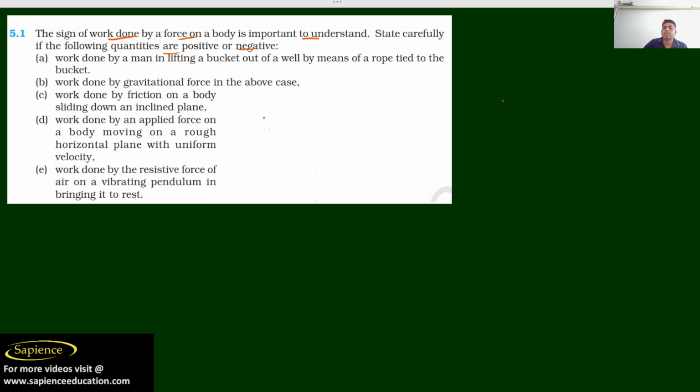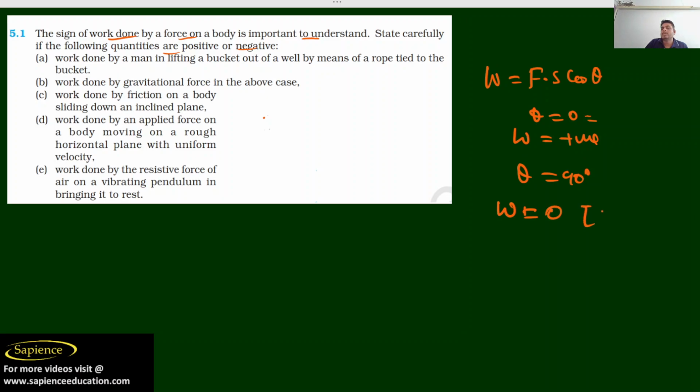So as we know, the basic concept you should know. See here, work done is equal to F dot S cos theta. So if theta is equal to 0 degree, work done will be positive. If theta is equal to 90 degree, put the value of theta as 90 degree, so work done will be equal to 0, because cos 90 degree has a value 0.